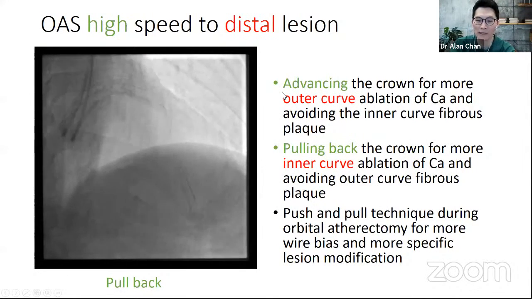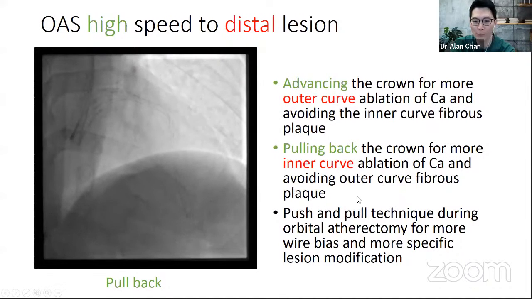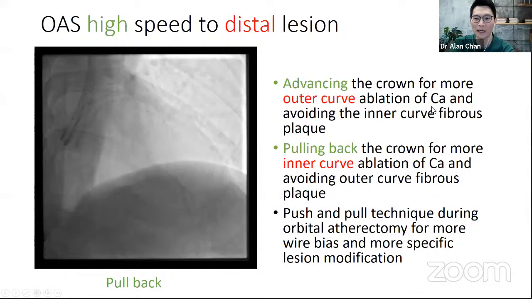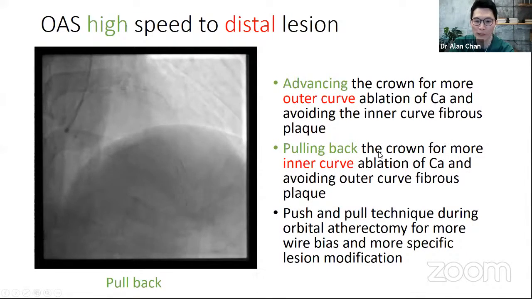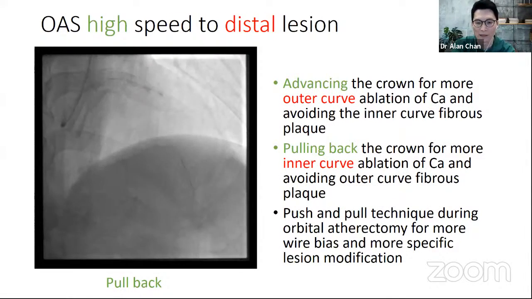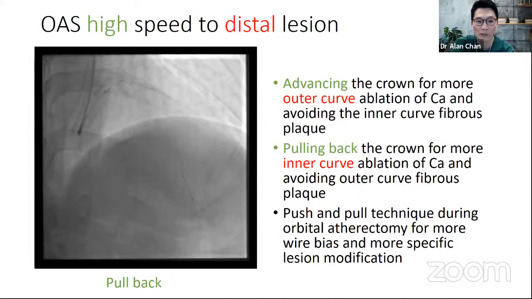So by incorporating this push and pull technique, advancing the crown towards the outer curve while abrading the eccentric calcification, as well as pulling back the crown for the mid-LED inner curve calcification, we may be able to use the wire bias and maneuvers to have more specific lesion modification.